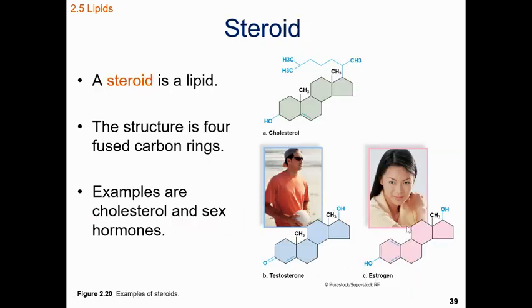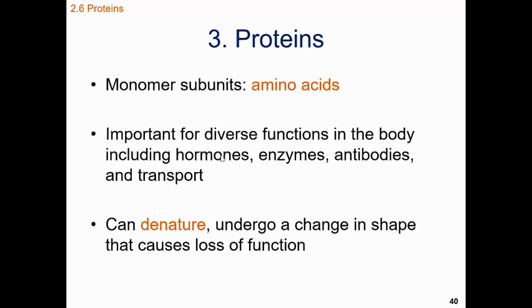A steroid is another form of lipid. It typically will have some rings. So in some ways I see the carbohydrate similarity, but you will also have those longer chains dangling off of it. Your sex hormones, cholesterol, these are all examples of your lipids. Our next category will be proteins.